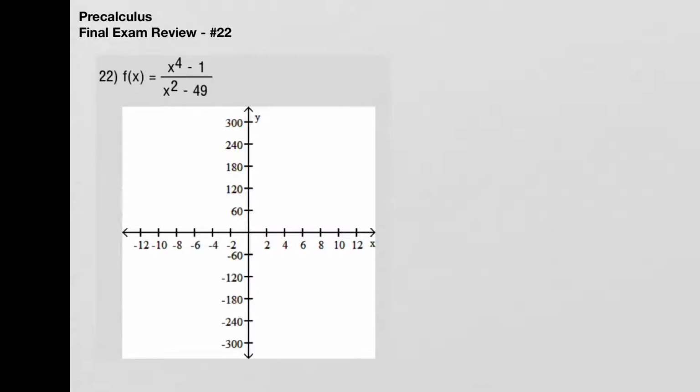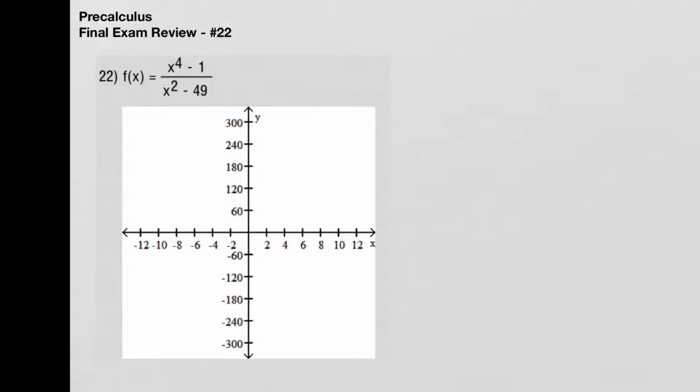In this problem, I need to graph the function f of x equals x to the fourth minus 1 all over x squared minus 49. Now, in order to graph this rational function, I'll need to identify any asymptotes, any holes in the graph, let's see what else, any intercepts, and then draw my graph. So I'll start with vertical asymptotes.